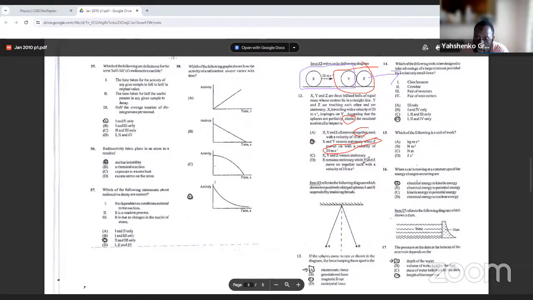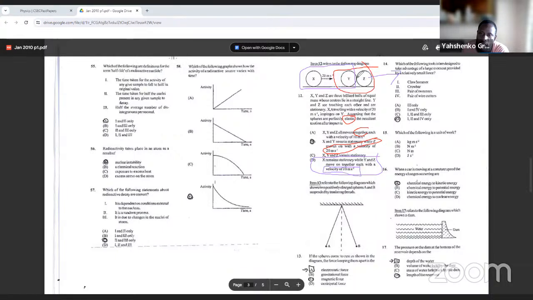X remains stationary while Y and Z move on together with a velocity of 10 meters per second. All right, so now this is a very real possibility as well, where the momentum could be shared in terms of the velocity between the two, right? And they move with a velocity of 10 meters per second together.